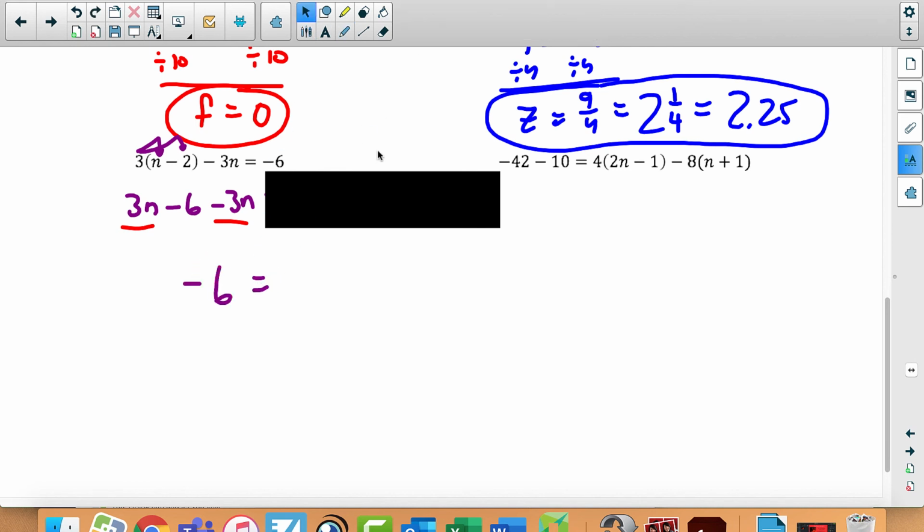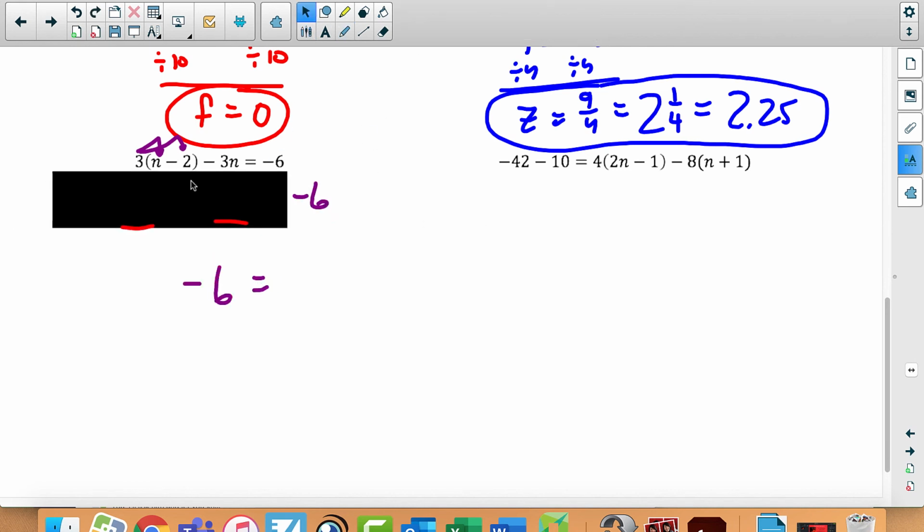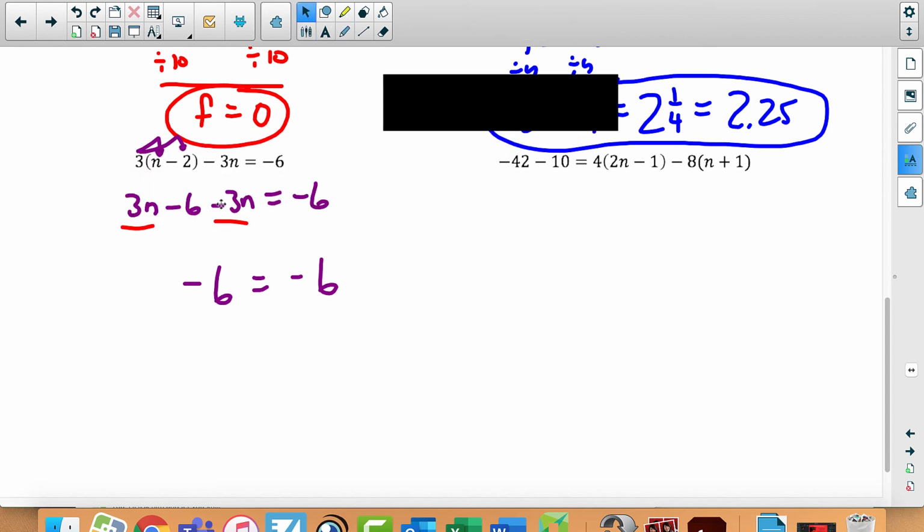On the other side, do we have any like terms? No, all we have on that side is -6. So we have -6 equals -6. What the? Where'd the variable go? The variable canceled out, didn't it? The 3n and the 3n canceled out. We're left with this statement, -6 equals -6. Now, is this a true statement that -6 equals -6?